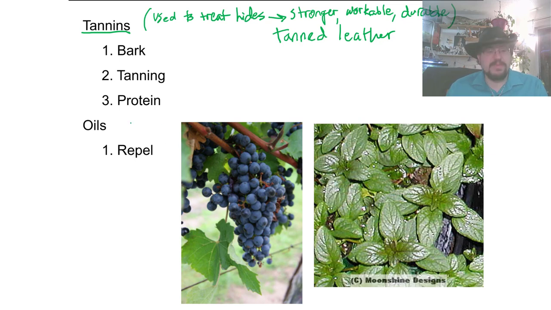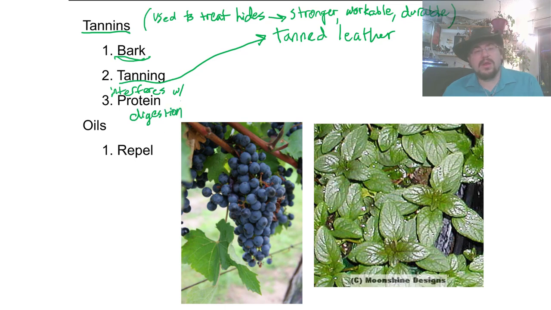So, tannins can be found in high concentrations in barks of woody trees. In the past it's been used to tan hides. And it interferes with protein digestion in herbivores. So, not great.